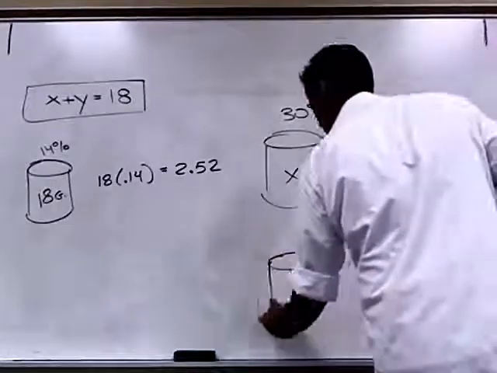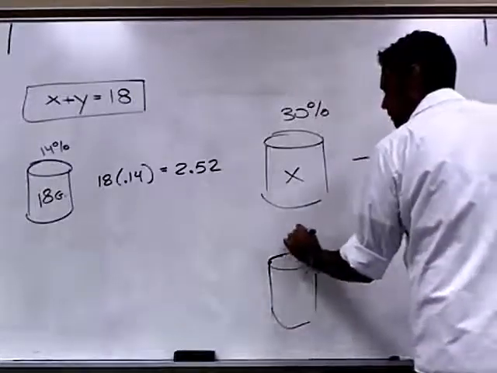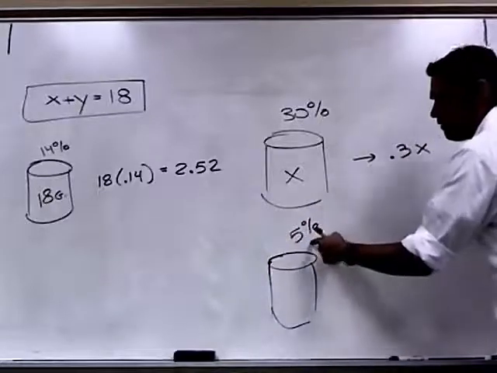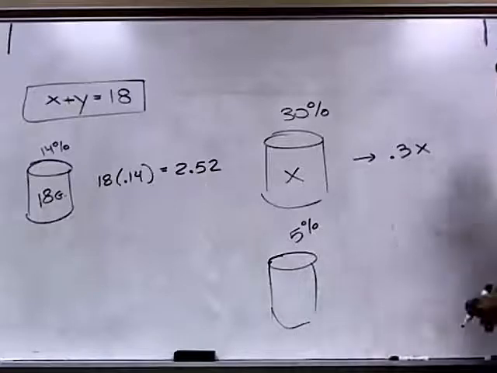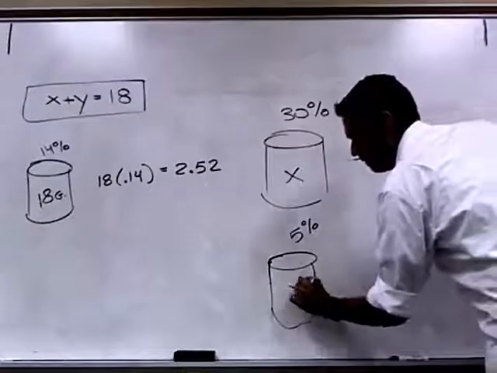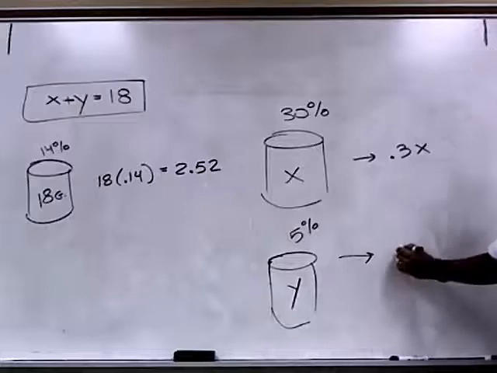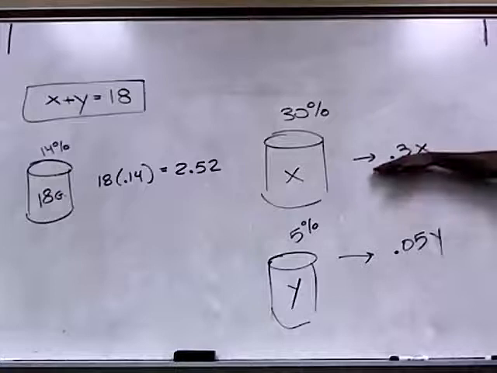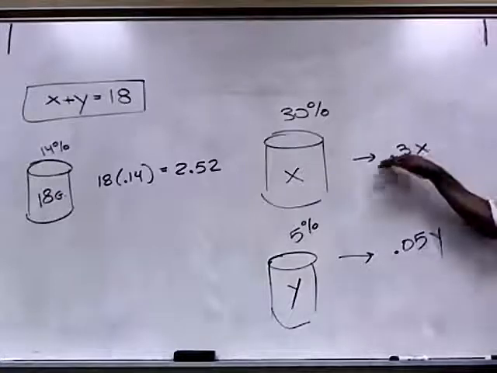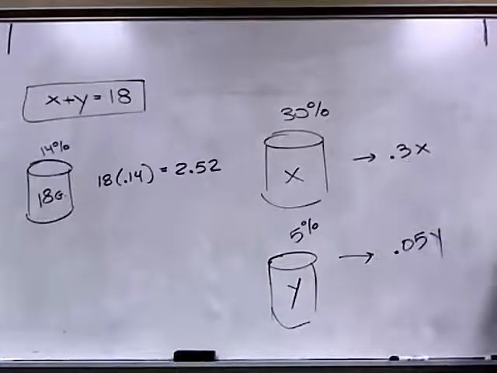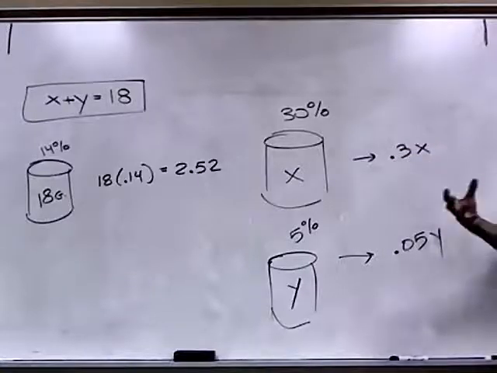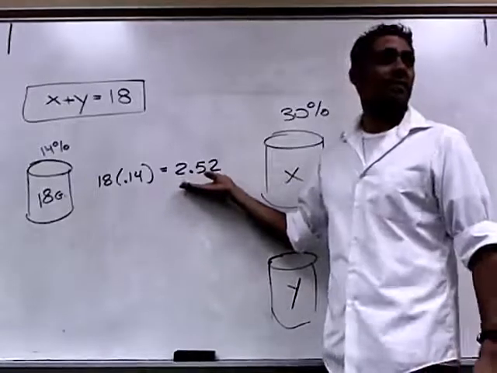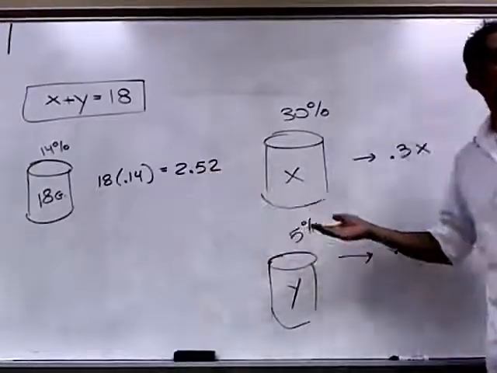Now when I pour the other one in, that was a 5% mixture. How much of it did I actually pour? I don't know, right? So how much would be there? 0.05y. So this is how much sugar will be there if I pour in x, and this is how much sugar will be there if I pour in y. Those two have to add up to be what? Careful: the amount of sugar I have at the end, 2.52.